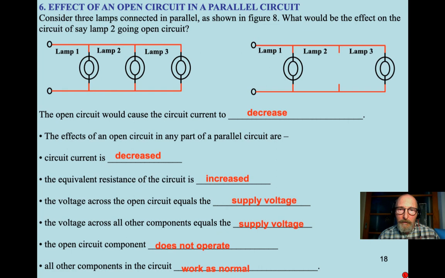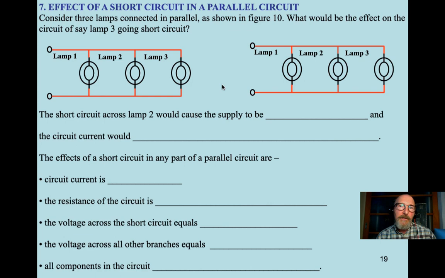Okay. The effect of a short circuit in a parallel circuit. And this is the old Christmas tree situation. If they are all connected in parallel and one lamp goes short circuit, the whole lot stops working. It can be a very dangerous situation and cause a fire as well.